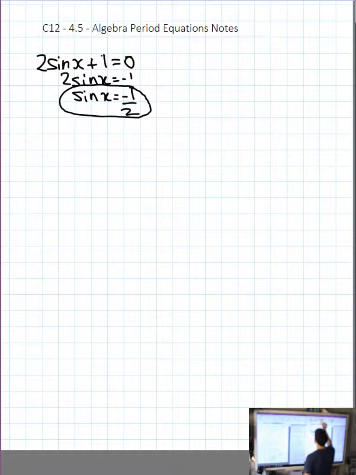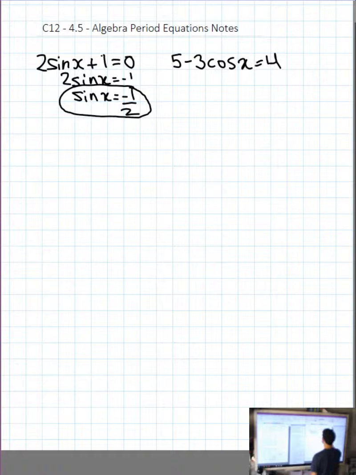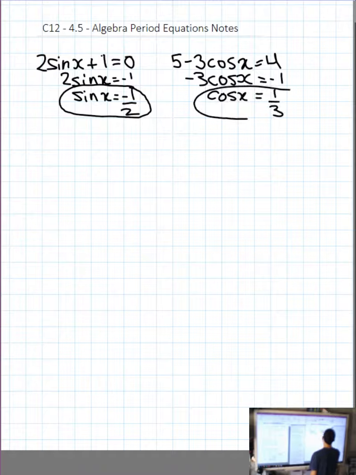So an example off to the right: 5 minus 3 cosine x equals 4. Well, let's manipulate this. Let's subtract 5 from both sides: negative 3 cos x equals negative 1. Then if I divide both sides by negative 3, cosine x equals 1 over 3. Now you may be asking, is that it? You never solve for x.